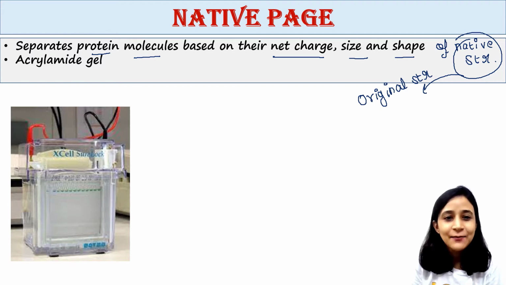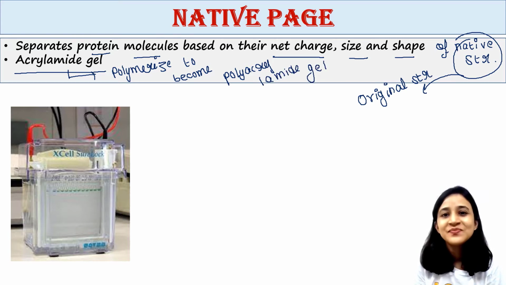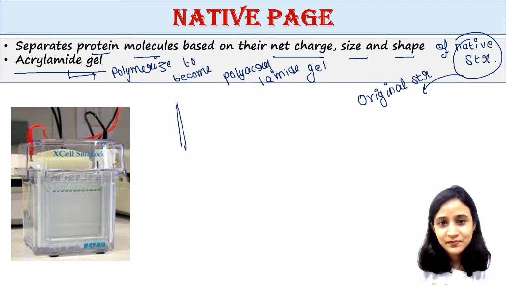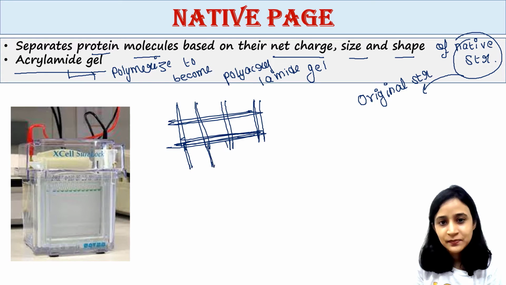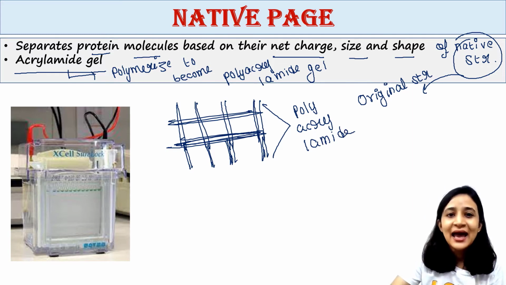Here we use acrylamide gel. Acrylamide polymerizes to become polyacrylamide gel. This polymerized acrylamide forms a mesh-like structure, like this. And this mesh-like structure is suitable for protein separation.